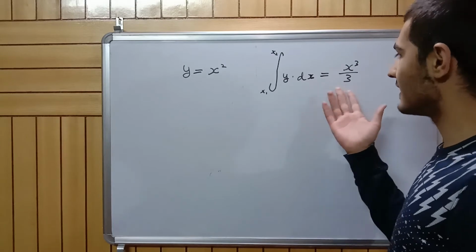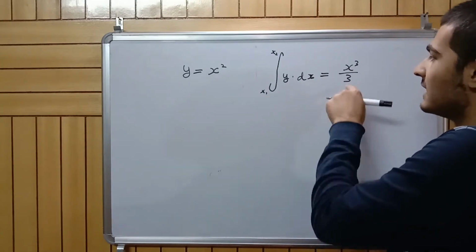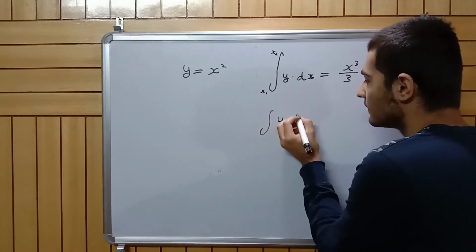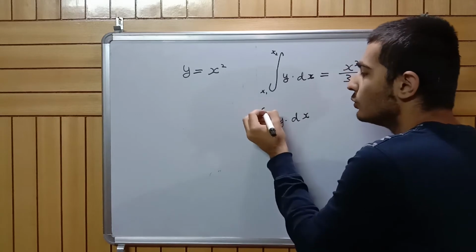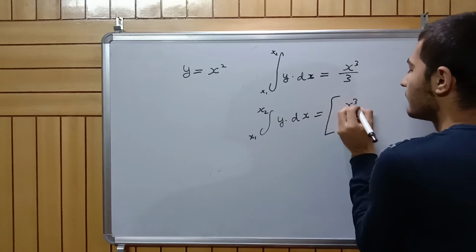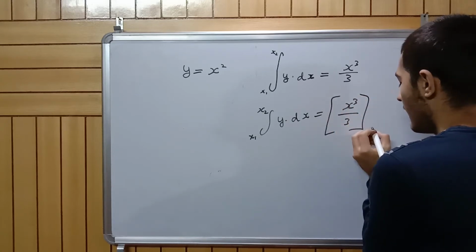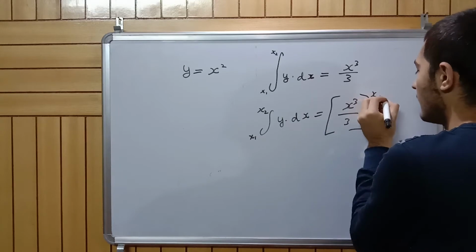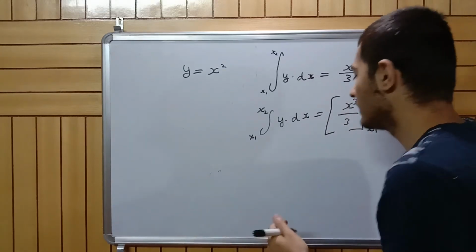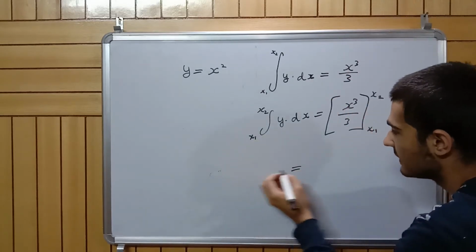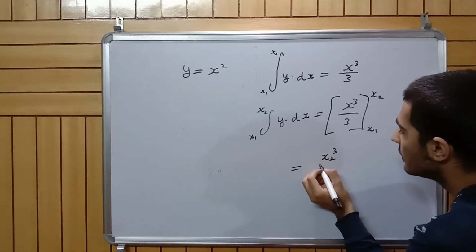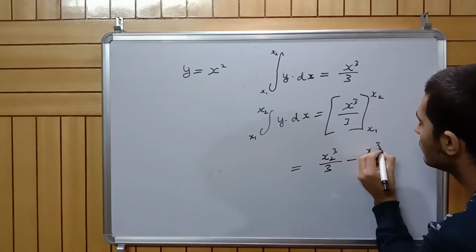So how do I solve this? I simply just apply my limits. And how do I apply my limits? So the integral simply equals from x1 to x2, I use the square brackets here and I write the limits here. Again, the lower limit at the lower point. Okay, the lower limit means the limit closer to the origin. And I simply put in my values, x2 cube by 3 minus x1 cube by 3.